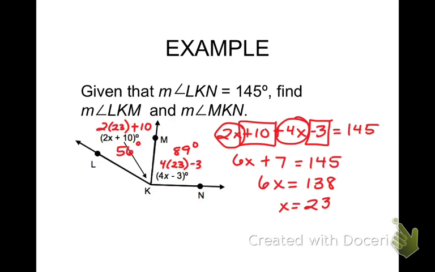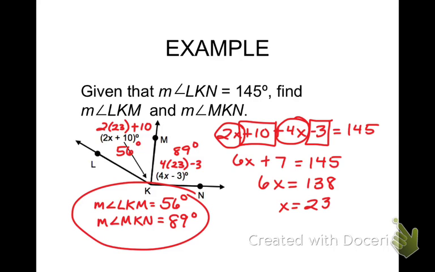So let's organize our numbers down here for an actual solution. So the measure of angle LKM is equal to, what do we say? Angle LKM, which one is it? It is the 56 degrees, right? And then the measure of angle MKN is equal to 89 degrees. Check your work. Do those two angles add up to 145? Yeah. So I know that I am correct.